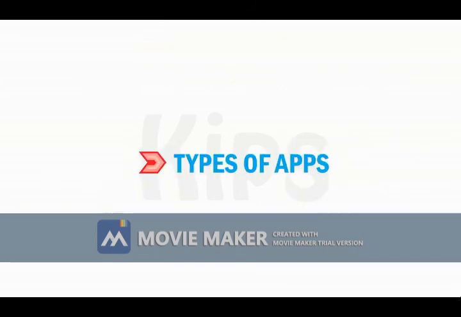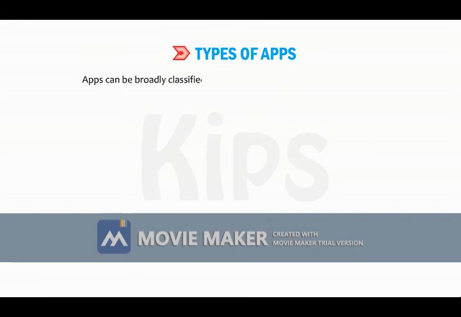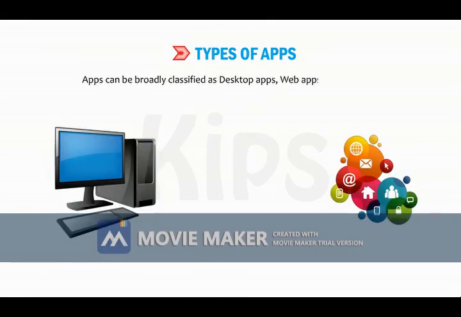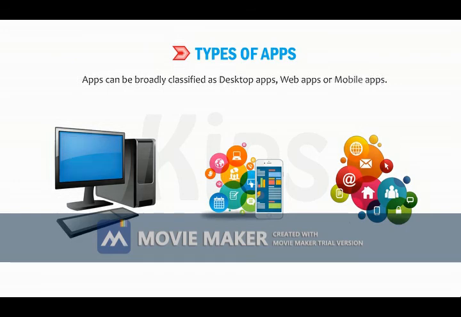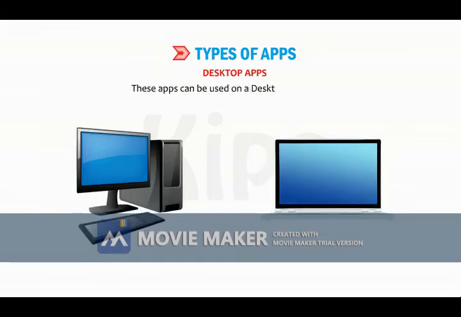Okay students, let's talk about the types of apps. Apps can be broadly classified as desktop apps, web apps or mobile apps. Desktop apps. These apps can be used on a desktop or a laptop. Generally, they do not need web access and run independently on a computer.